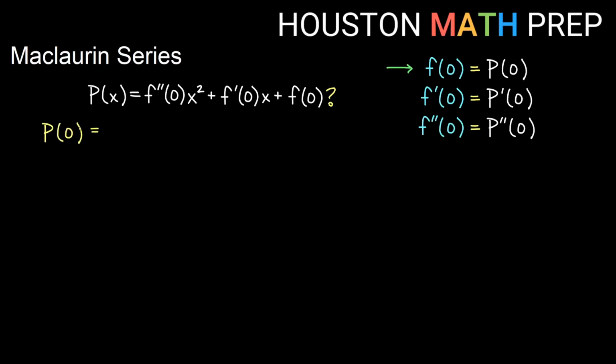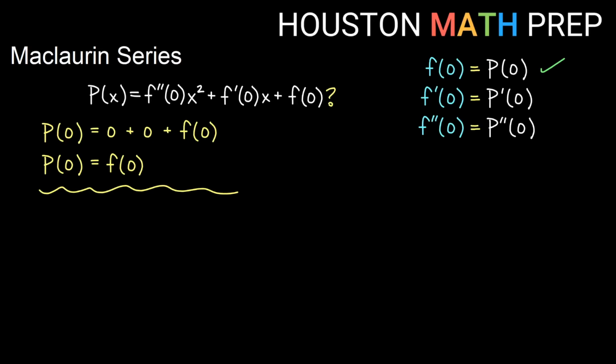Well, if I just want to find p of 0, I'd plug in 0 everywhere for x here, so this first and second term would become 0. We'd get simply that p of 0 is f of 0, and that's what we wanted. So the first thing checks out okay.